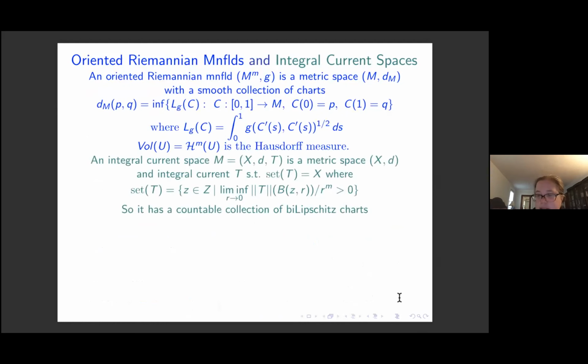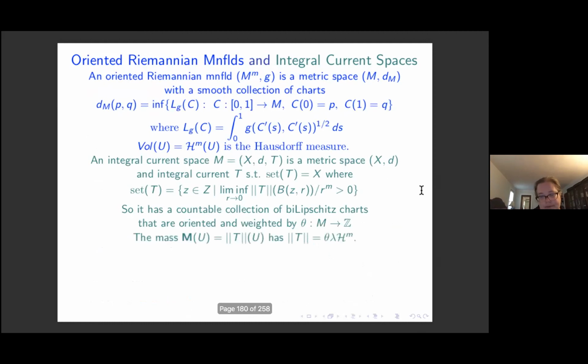An integral current space is a metric space. It has an integral current, which means that there exist countable collections of charts, right? But they're weighted and they have orientations. And the set of T is equal to X. The set is the positive density set, so it has a countable collection of Lipschitz charts, and they're oriented and weighted. The mass is this formula.